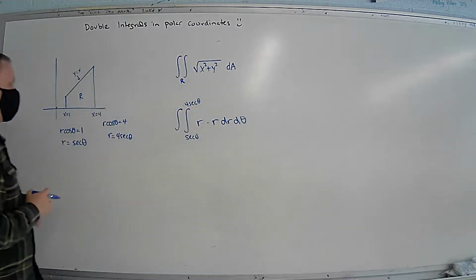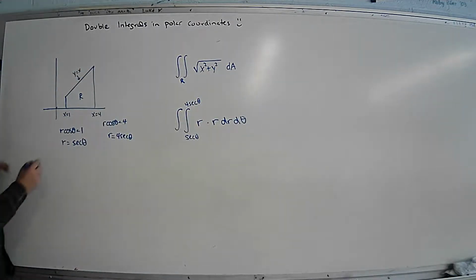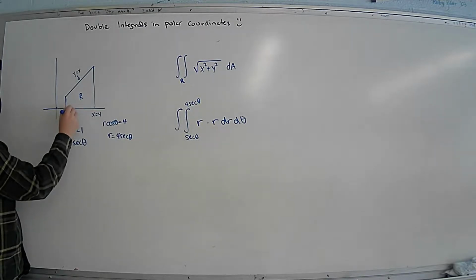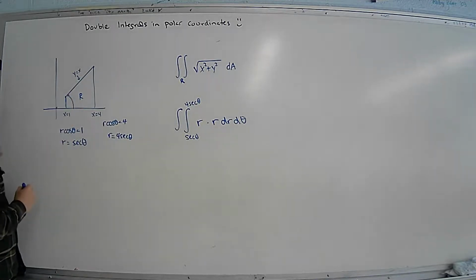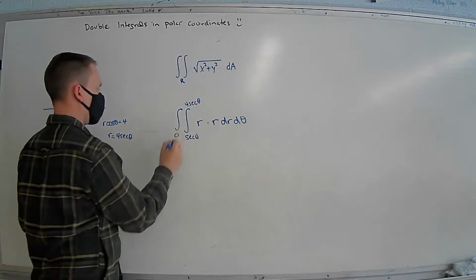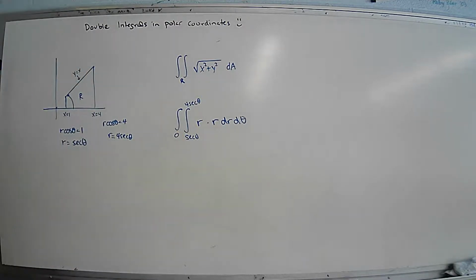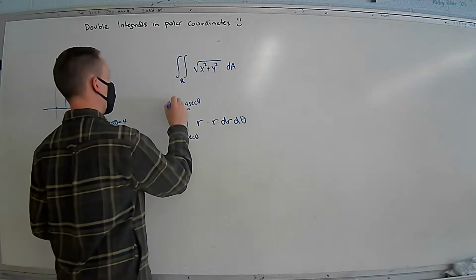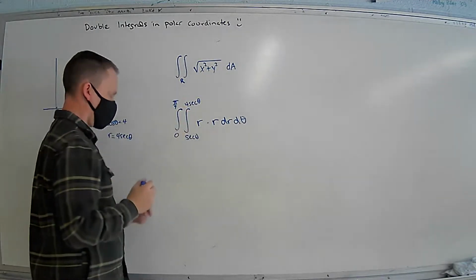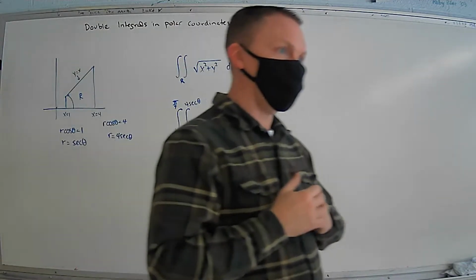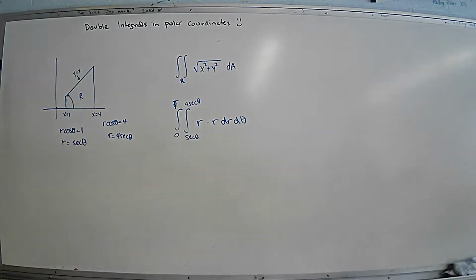And what's theta going to go from? 0 to pi over something. What's 45 degrees in radians? Pi over 4. Okay, that makes sense. Is that it? So that's set up.